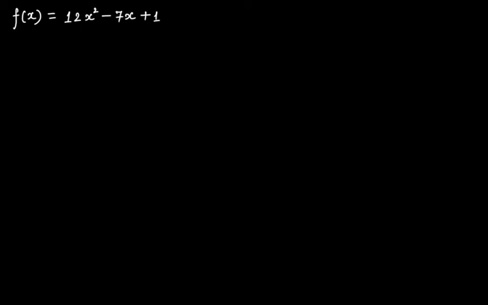Okay, so let's solve some problems based on factorizing a polynomial by splitting its middle term. We have this polynomial f(x) that is equal to 12x squared minus 7x plus 1. Now, its middle term is minus 7x.